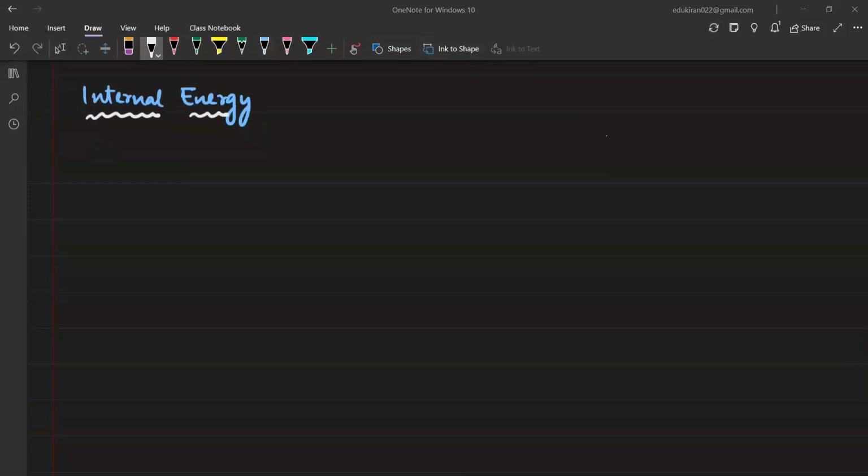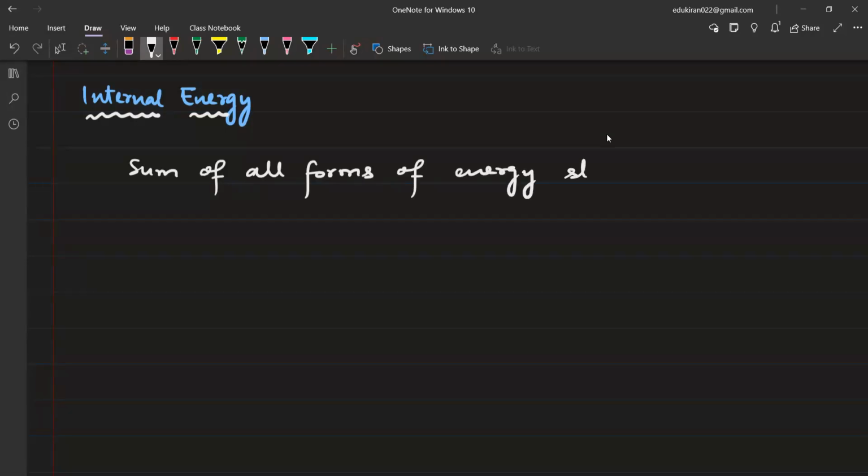First of all, internal energy will be defined for a system. In thermodynamics, we will first of all define a system. Whatever energy is present in that system, that is its internal energy. The simple definition of internal energy is the sum of all forms of energy stored in a system.